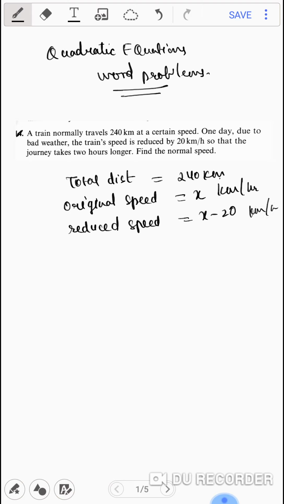The journey takes 2 hours longer. So if it is going with the original speed, or if it is going with the reduced speed, the journey will take 2 hours longer. That means the difference in the time is given as 2 hours. The difference in time 1 and time 2 is given as 2 hours.